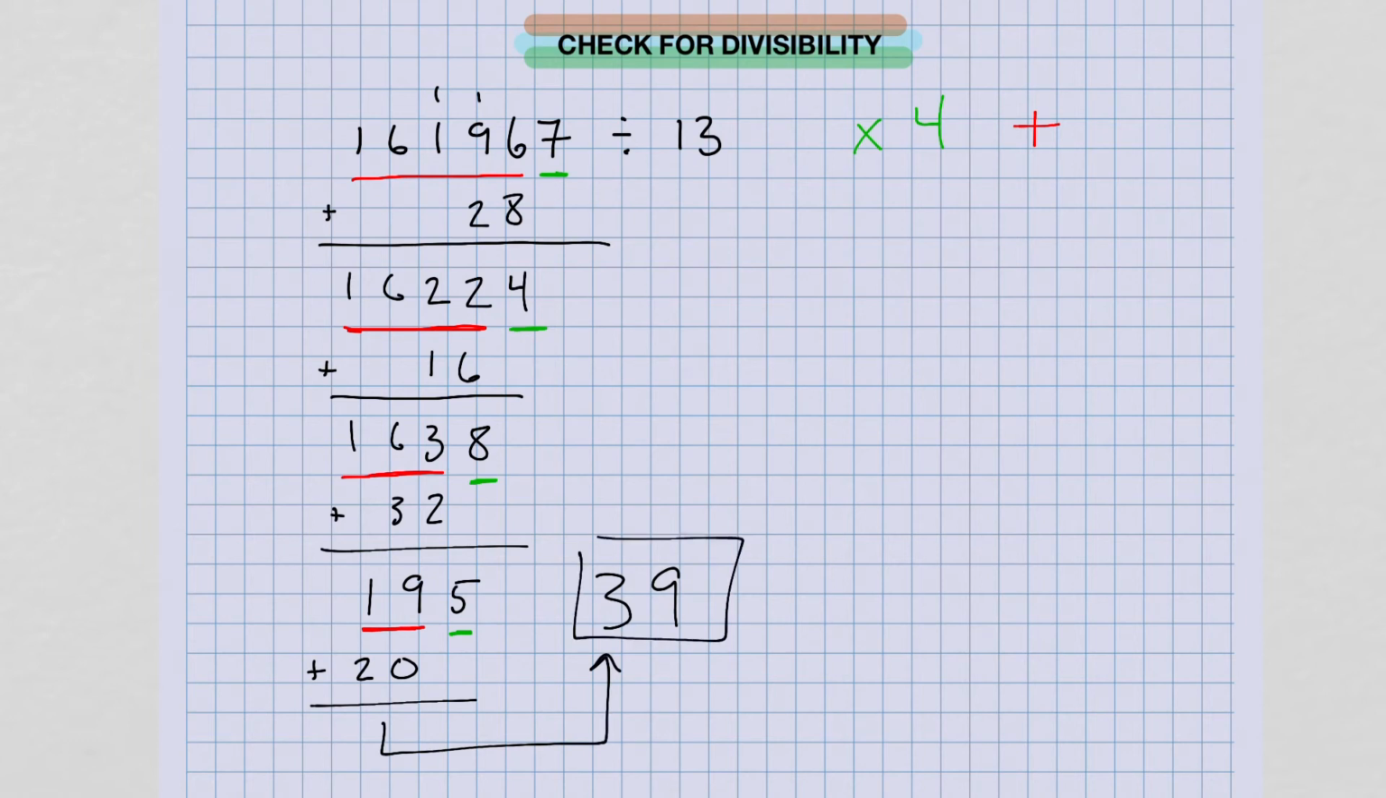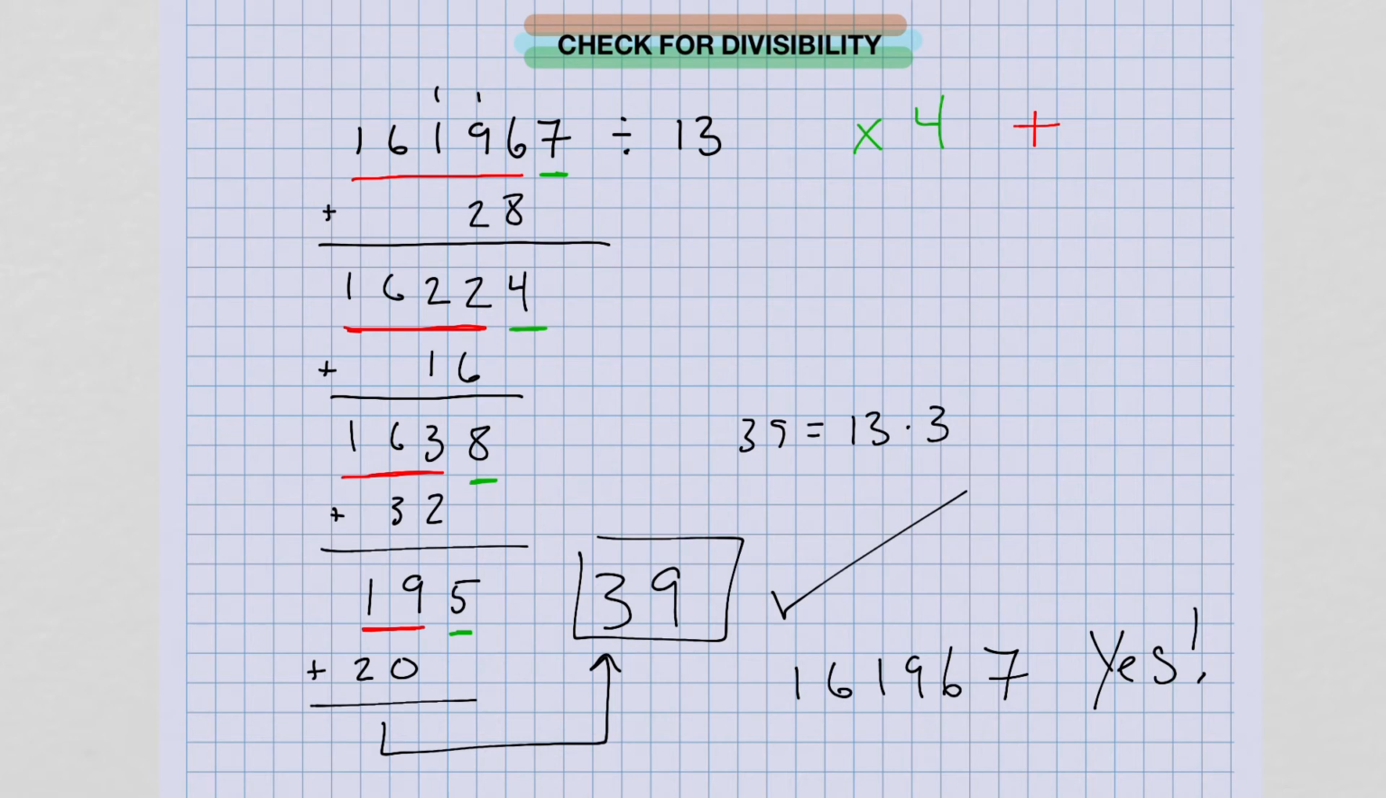Now we can see that 39 is a multiple of 13, right? 39 equals 13 times 3. So we're going to go ahead and say yes, the original number is divisible by 13. Because we did this process, we got a number at the very end that's divisible by 13. So we're going to say our original number, yes, it is divisible by 13.